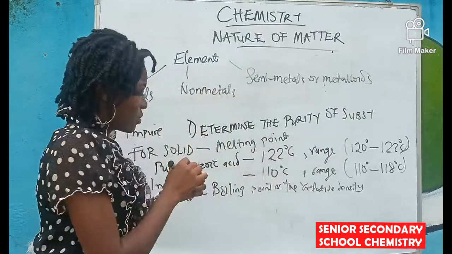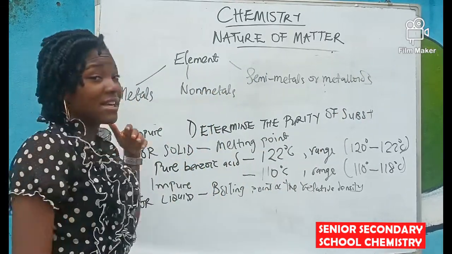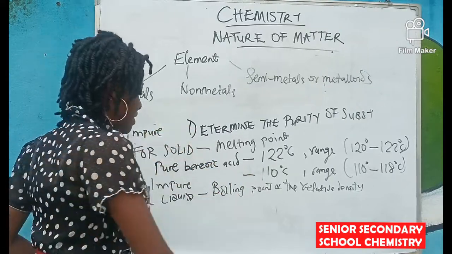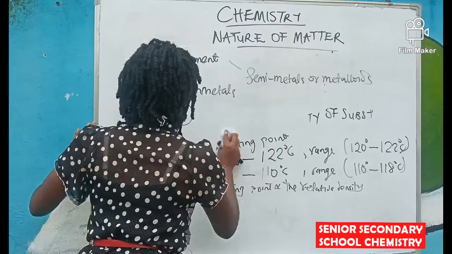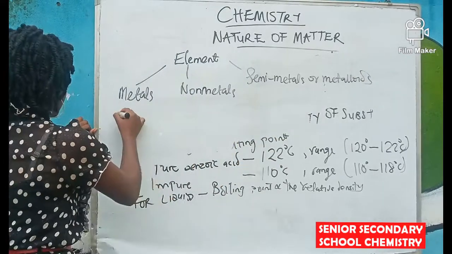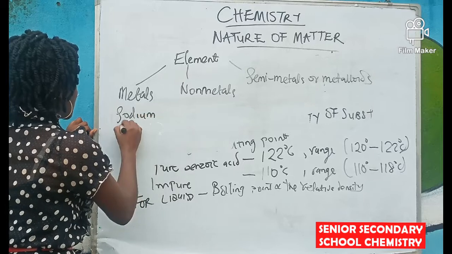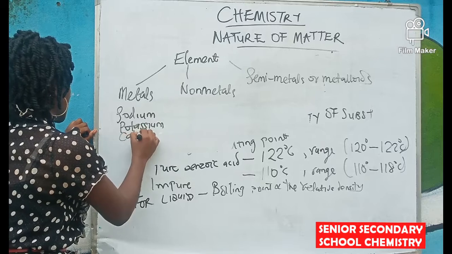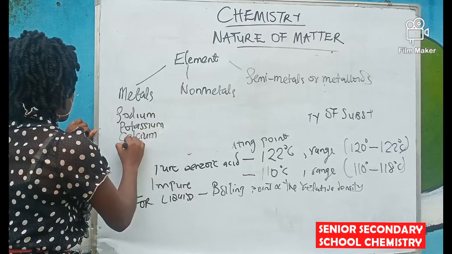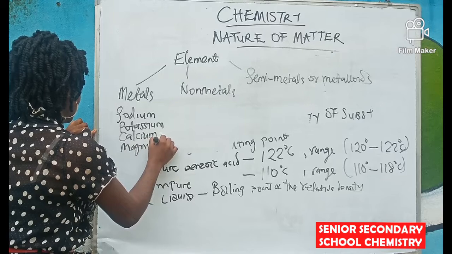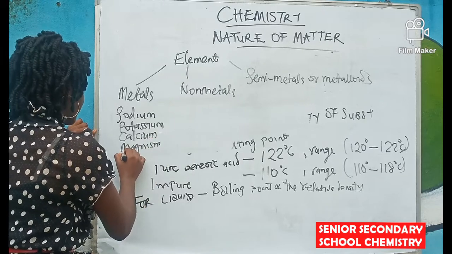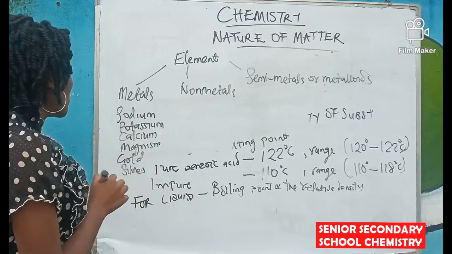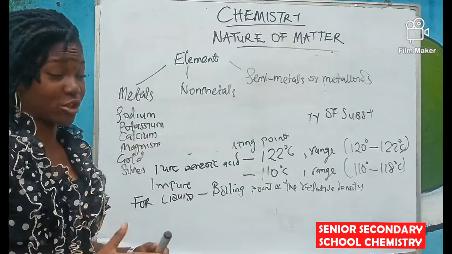Metals are elements which ionize by loss of electron. Examples of metals we have are sodium, potassium, calcium, magnesium, gold, silver, etc. So they ionize by loss of electron.